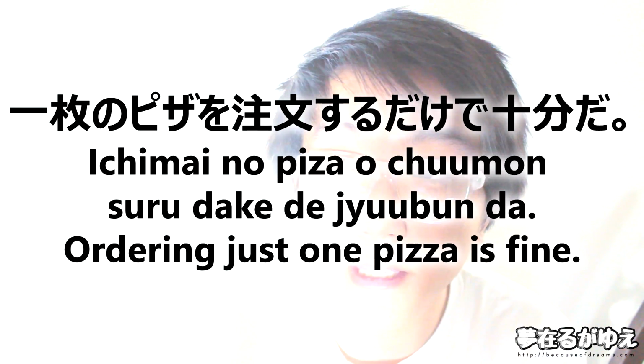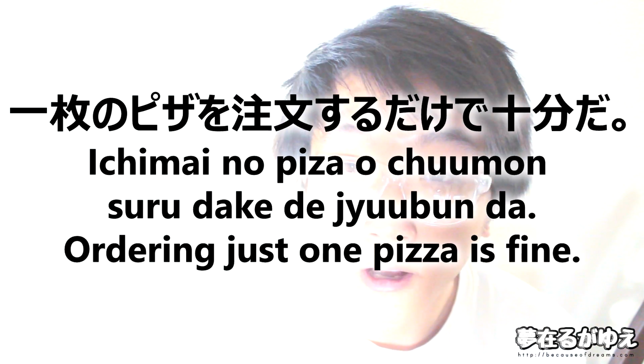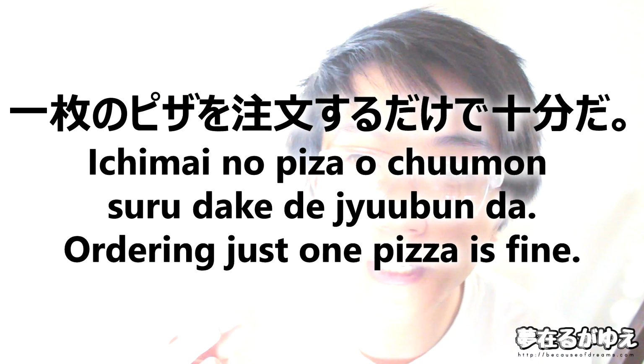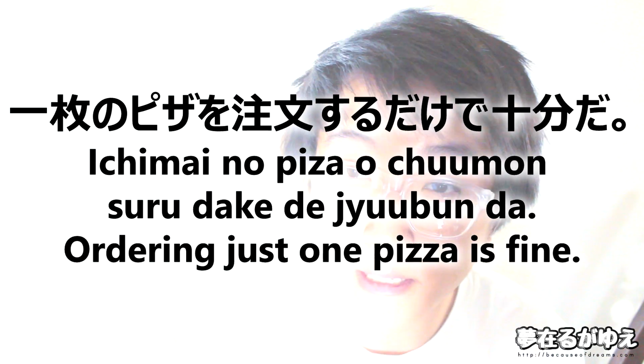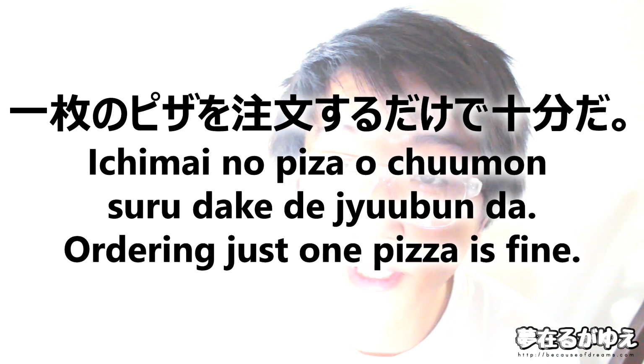And now we complete the sentence by saying what the deal is with just by ordering one pizza, and what we have is just simplistically jubun da. And jubun is basically going to translate to enough, and then da is the sentence ender, so basically altogether this is going to translate to ordering just one pizza is enough.